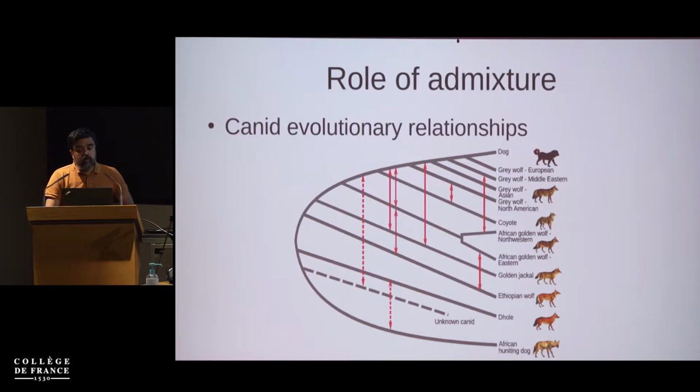There are two things that I'm going to talk about today. The first, I'm going to talk about the role of admixture in canid evolutionary relationships. As you can see from this graph, I have an anecdote about this particular tree.